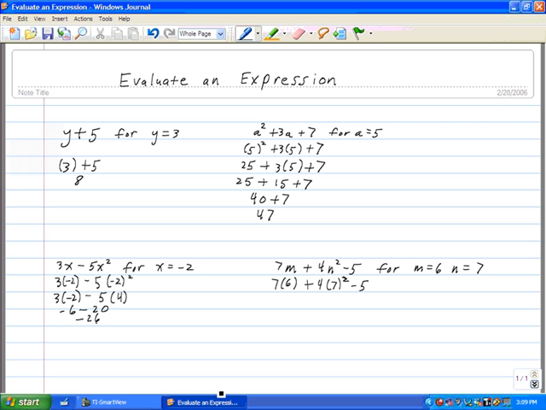So as far as evaluating an expression is concerned, it's important to use the parentheses, put the correct constant inside the parentheses, and then after that it's all a matter of obeying the order of operations.